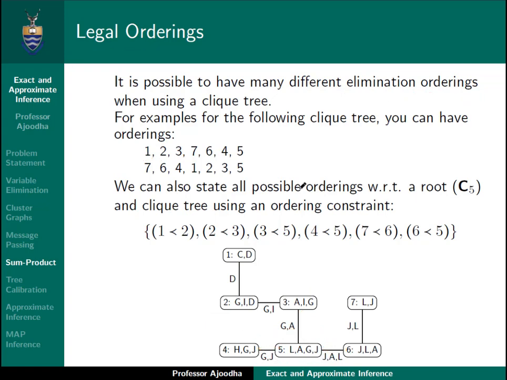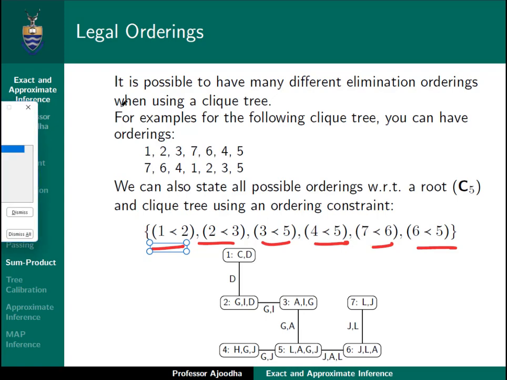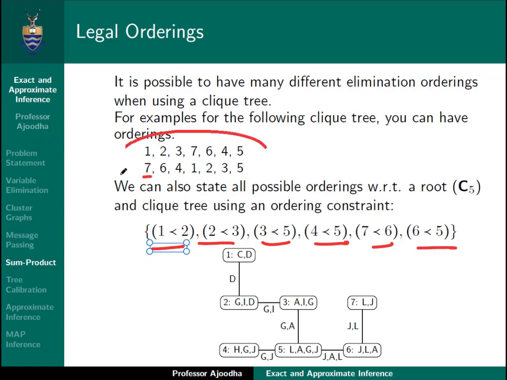Alternatively, this cluster graph could have also encoded the ordering 7, which started here, then goes to 6, then goes to 4, then goes to 1, then goes to 2, then 3, then we have all of the messages to give to 5. So we could have had different elimination orderings based on the procedure. Here the elimination ordering can be summarized very nicely by using these constraints. 1 must come before 2, 2 must come before 3, 3 must come before 5, 4 must come before 5, 7 must come before 6, and 6 must come before 5. And we find that there are other orderings, but these are two examples of the orderings that follow this constraint.